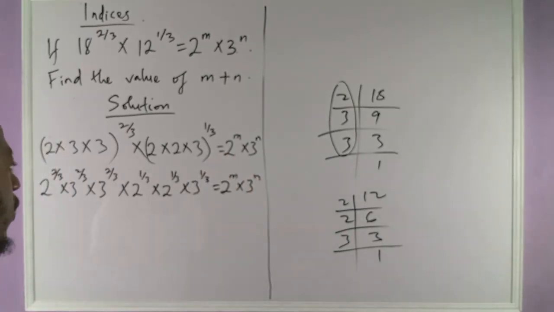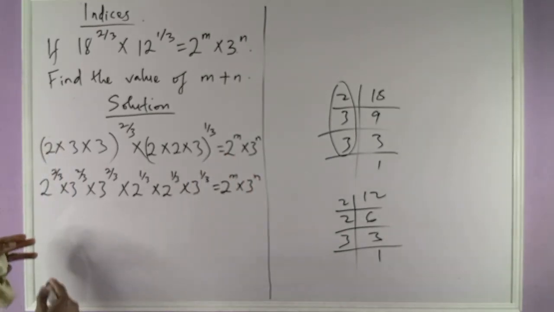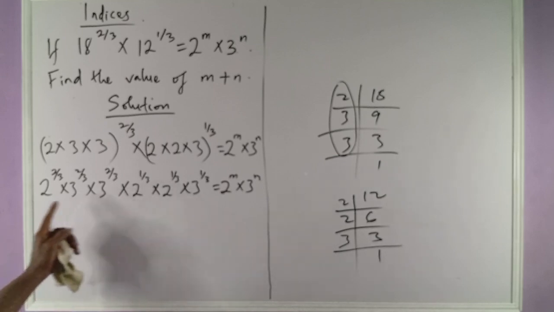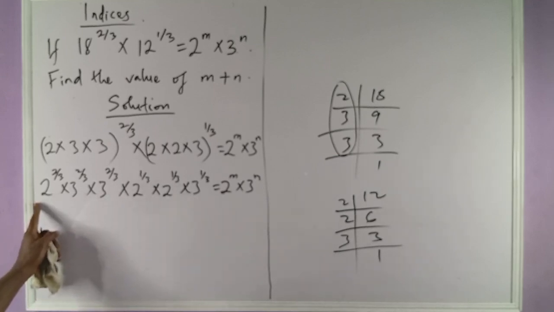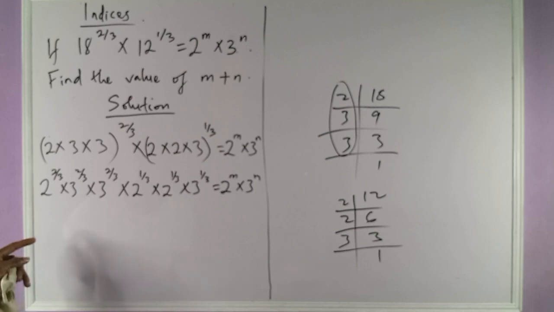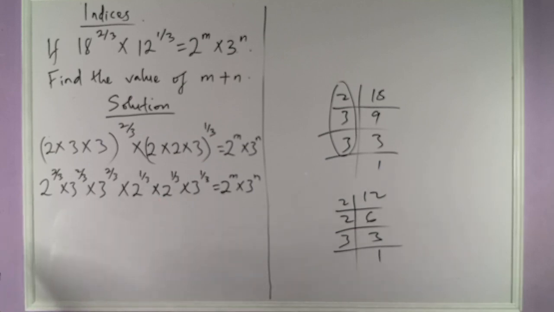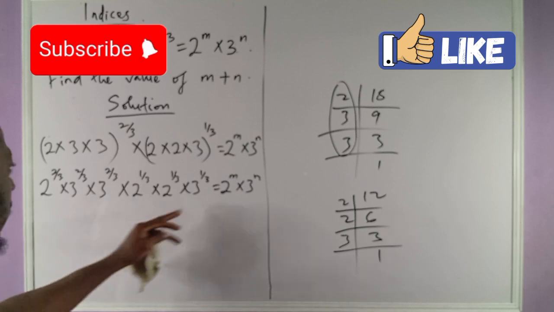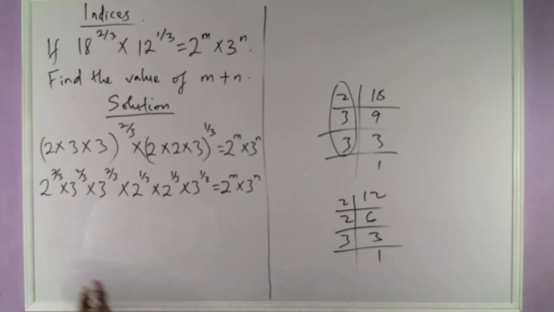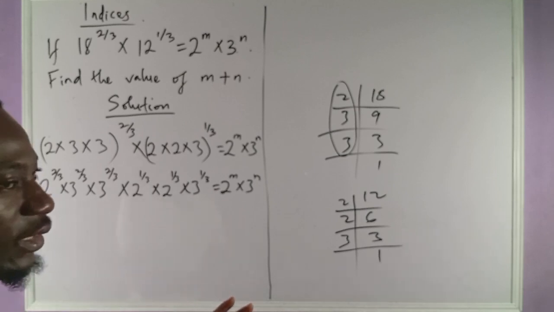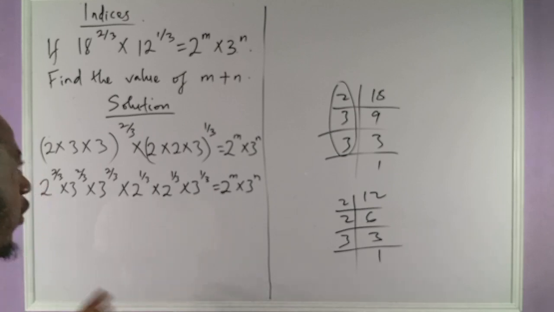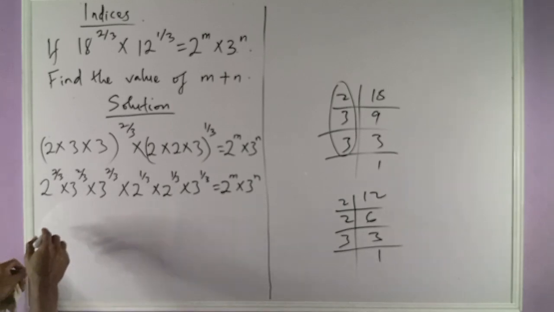So what we can do here is rearrange, and we have 2, 2 and 2 to be arranged together, and 3, 3 and 3 to be arranged together. If you observe, we are still on the left hand side of the equation. We have not done anything at the right hand side of the equation. We are only simplifying what we have at the left hand side of the equation. So let's rearrange.